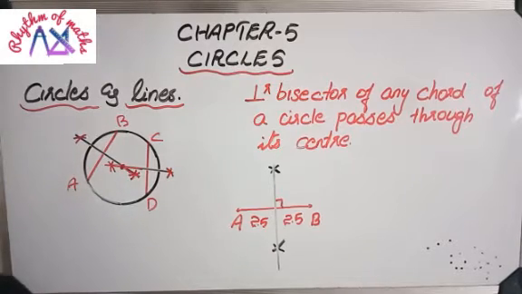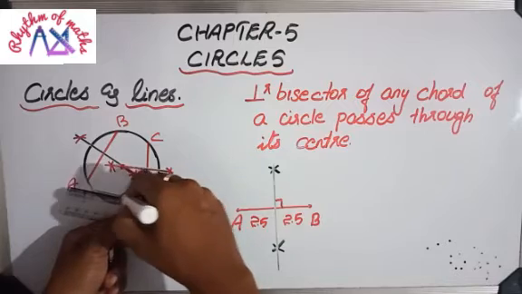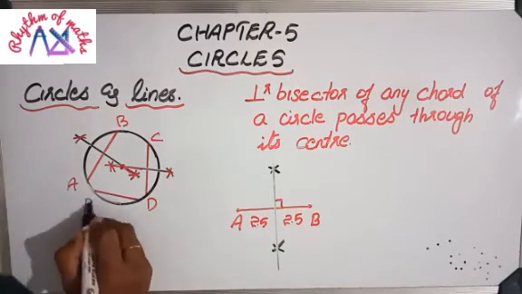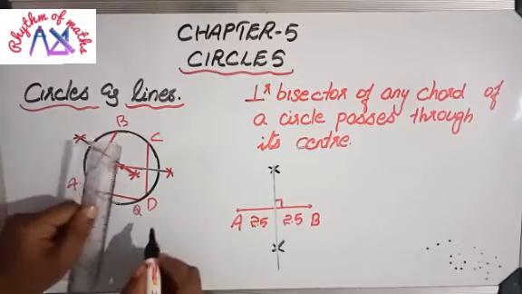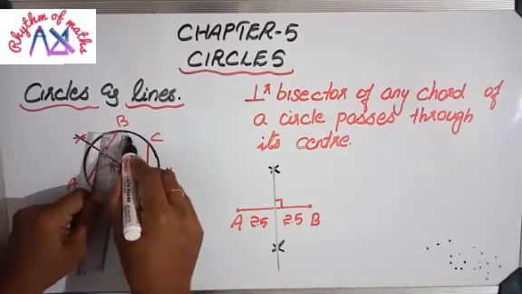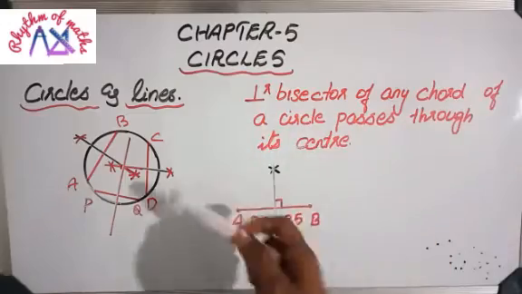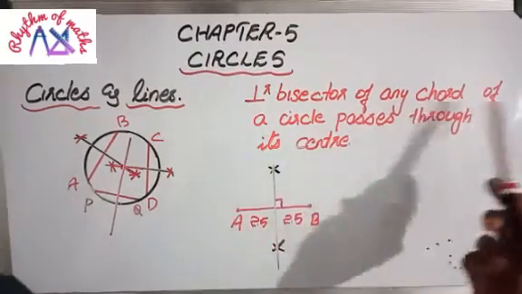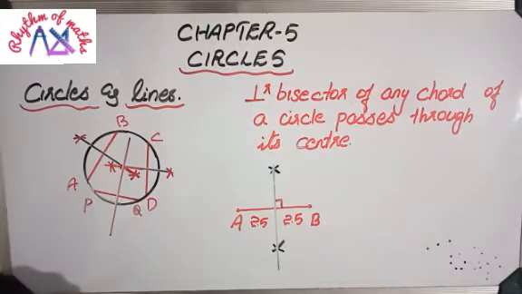Center of the circle. If we are drawing another chord PQ, then PQ's perpendicular bisector also will pass through where? That also will pass through the center point. So this is the first concept: the perpendicular bisector of any chord of a circle, it can be in any direction, passes through the center of the circle.